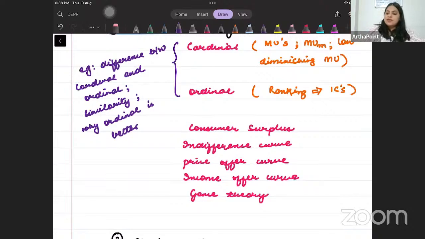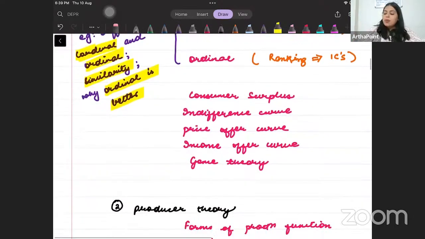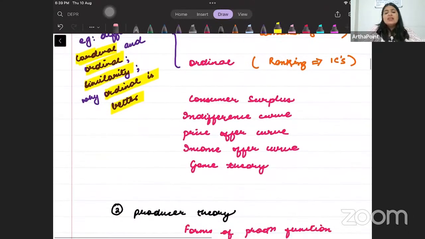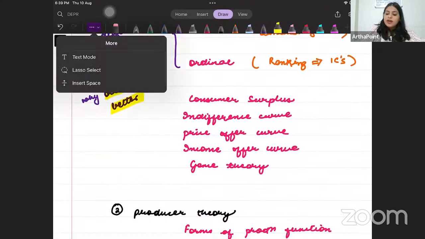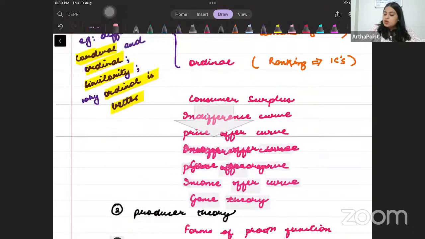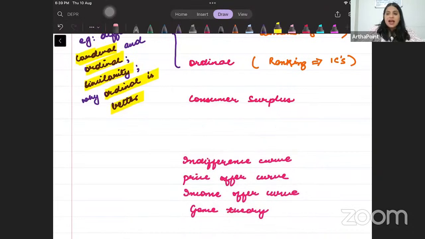What is the difference between cardinal and ordinal? इस पे मैंने पूरा आंसर लिखवाया हुआ है. You can go through it. What is the similarity between the two and why is ordinal better than cardinal? So questions like this can come in your exam also. Now, the next thing that can come is consumer surplus. When I talk about consumer surplus, you should know how to not only calculate consumer surplus, but you should be well aware of calculating the deadweight loss also.